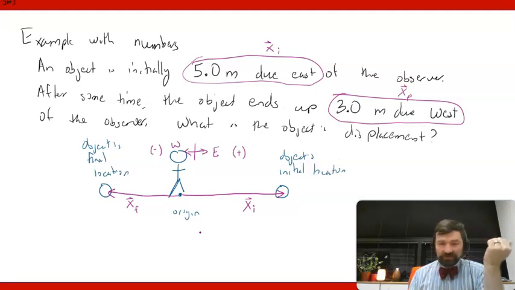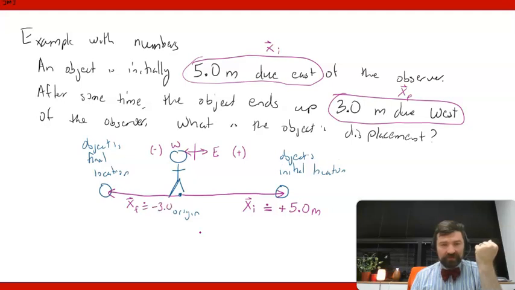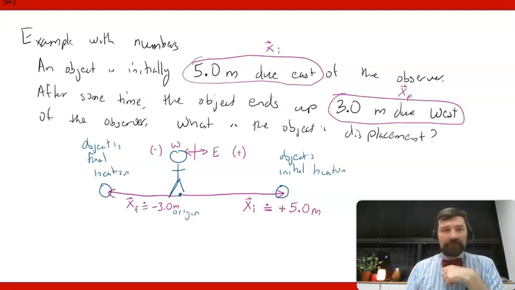Okay, what does that mean for our purposes here? Well, that means that this initial position, which was 5 meters due east, could be represented by, so an equal sign with a little dot over it means represented by, plus 5.0 meters. And the final position could be represented by minus 5.0 meters, because it's to the left instead of to the right.